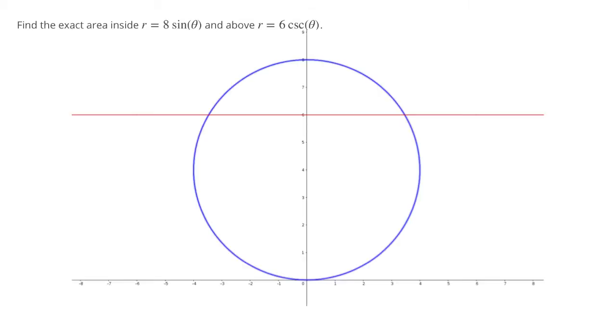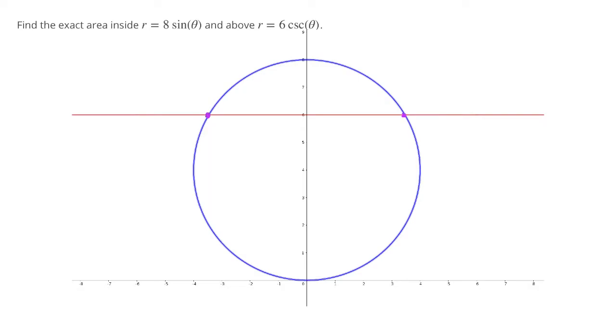So what we find is that r is equal to 8 sine of theta is giving us the blue curve that we have here, and r is equal to 6 cosecant of theta is giving us the straight line. And so when we're asked to find the exact area inside of the circle and above the line, we need to find our intersection points to find our limits of integration.